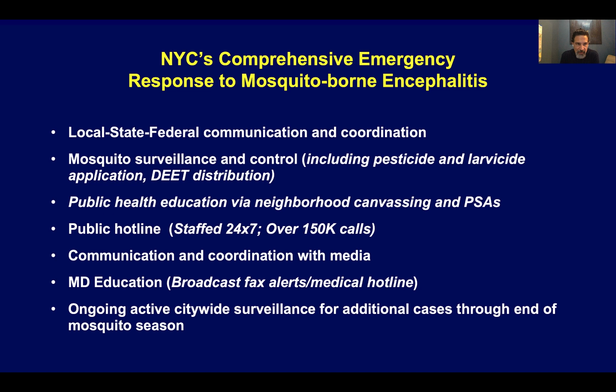As far as outbreak responses go at that time, it required coordination across the local, state, and federal jurisdictions. It included not just surveillance for human cases, but also surveillance for mosquitoes and trying to control the mosquito population, including pesticides, but also larvicides to eliminate mosquito breeding sites, or to eliminate the larvae that could be breeding mosquitoes, and distributing mosquito repellent to the general population so that they could protect themselves as well. Lots of public health education, including public service announcements and neighborhood canvassing.